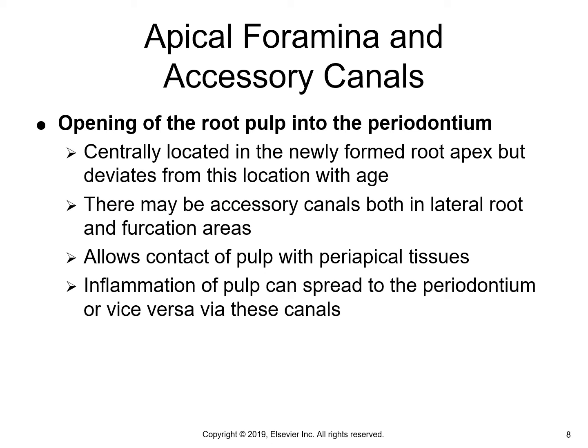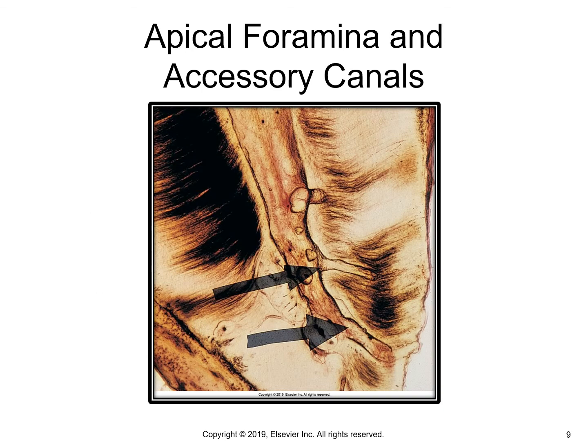The apical foramina and accessory canals are openings of that pulp to the periodontium. It's typically a small opening at the end of the root tip, and this allows contact of the pulp with periapical tissues. This is where, if there is infection in the tooth, it will drain out, and that's why we see those abscess or radiolucencies on our x-rays in those areas.